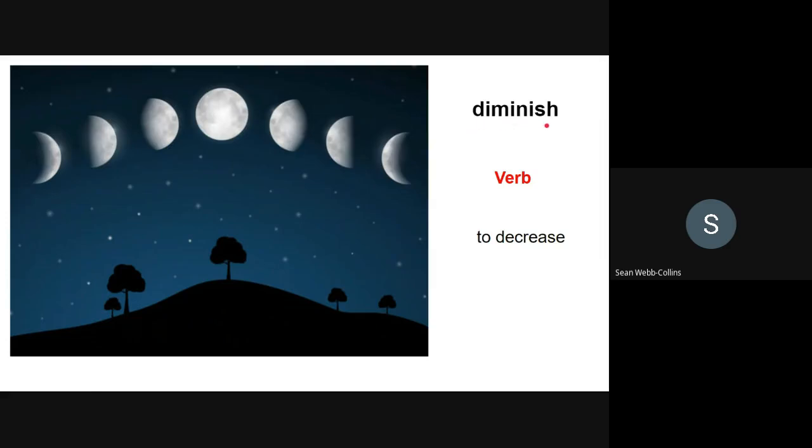Diminish. Verb, to decrease. For example, the light from the sun diminishes as the moon rises.